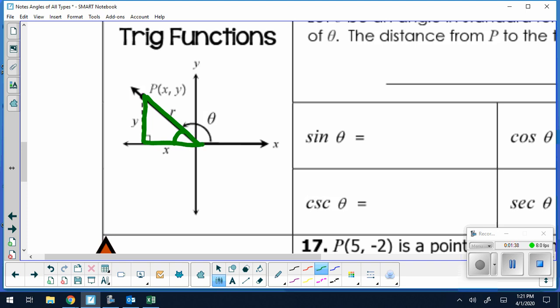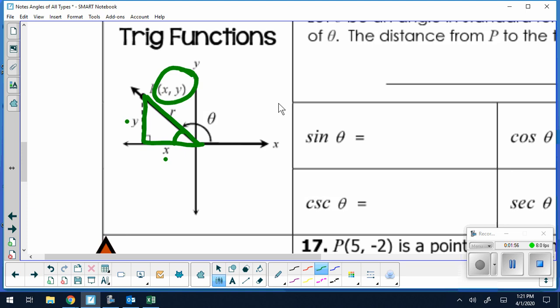Now, notice that the horizontal distance is x and the vertical distance is y, because for the point (x, y), I went x to the left and y up. That's what I did.